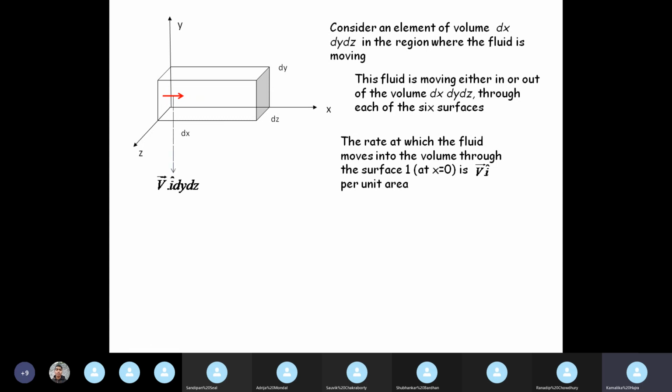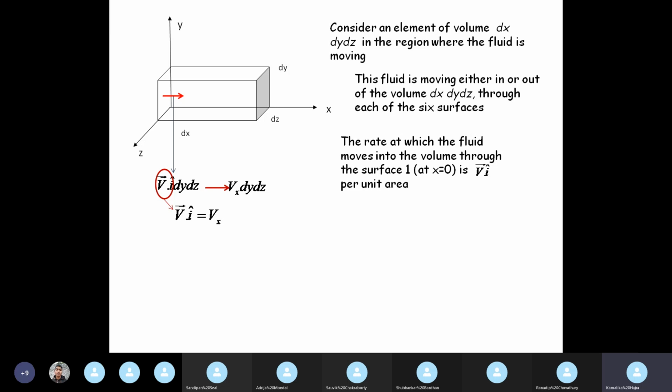Okay, now the total fluid is therefore V dot I cap multiplied by the area. V dot I cap is per unit area. So total will be given by V dot I cap multiplied by the area. Area is given by dy dz. Area of this surface is given by dy dz. So it is V dot I cap dy dz. But V dot I cap is equal to Vx. We all know V dot I cap is equal to Vx. So this comes out to be Vx dy dz. All right.